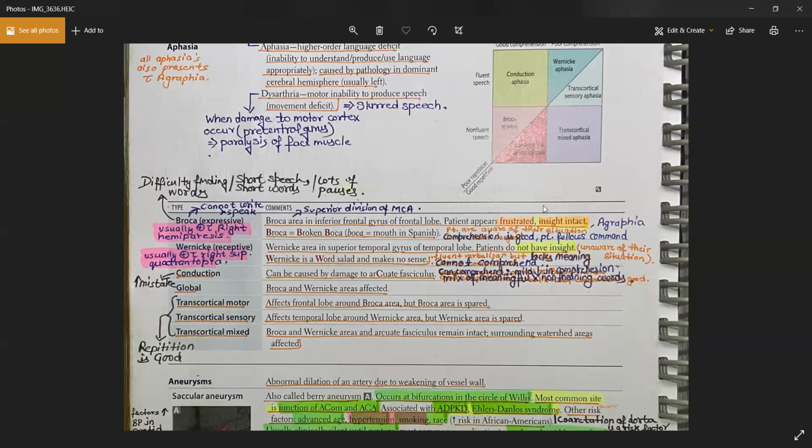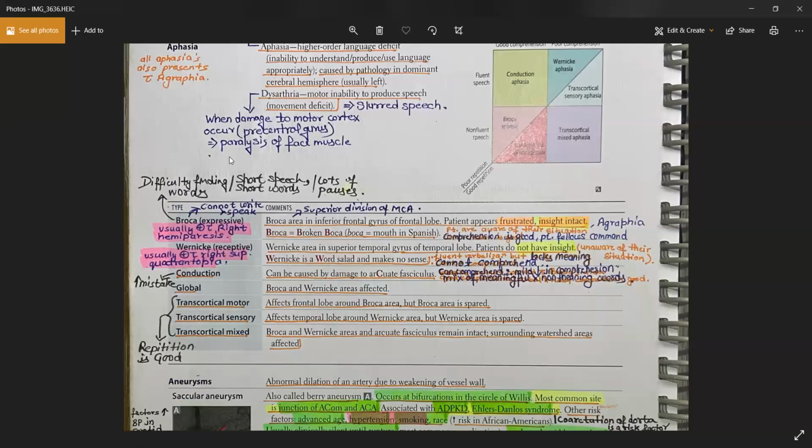Very important. And that happens with the right hemiparesis, because Broca's area is in very close association with your primary motor cortex, right? So whenever damage to Broca's area happens because of the MCA, that can also lead to damage of the upper limb area also, right? So this will present with upper limb paralysis also.